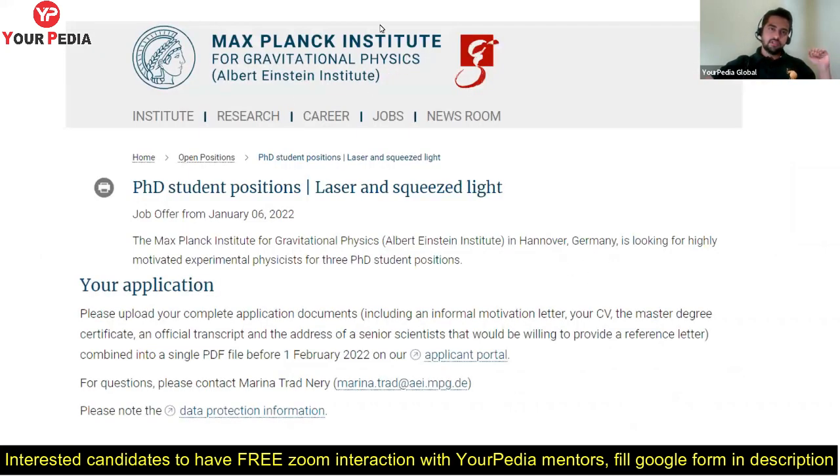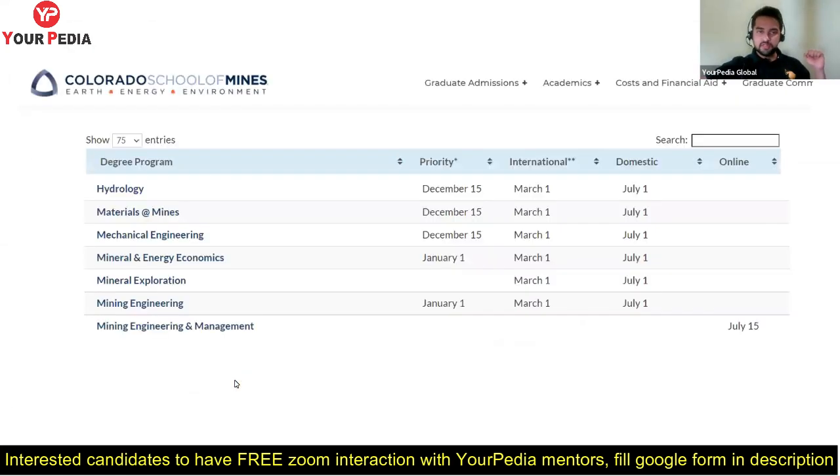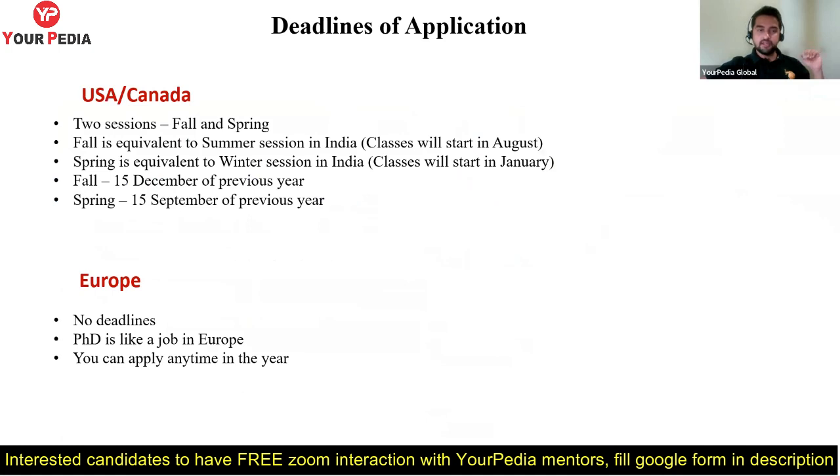This is another university from Germany, Max Planck. There is one PhD position that they opened on January 6th. Today is January 9. If you read here, they are saying you have to submit all your documents before February 1. So they gave you a 1 month window. You have to apply in that, and then there is an interview. If you get selected, in 2 or 3 months they will tell you to join there. So in Europe, there is no specific deadline, and any time of the year you can apply.